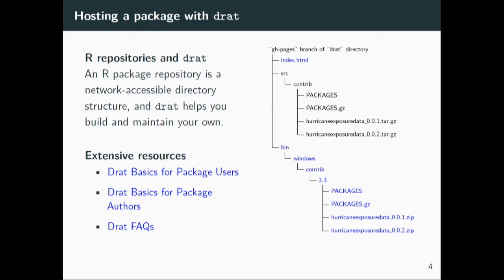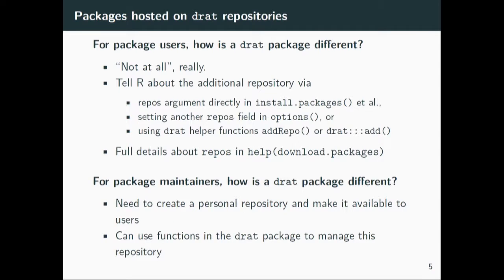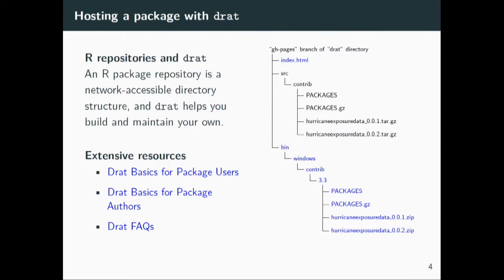All right, so it turns out that R package repositories are not terribly complex. It's just a directory that needs to have a certain structure, and it needs to be network accessible. So here on the right-hand side, I've shown the directory structure that we used in our example. The things in black were required. The things in blue were optional.